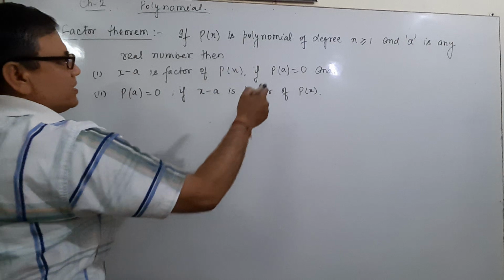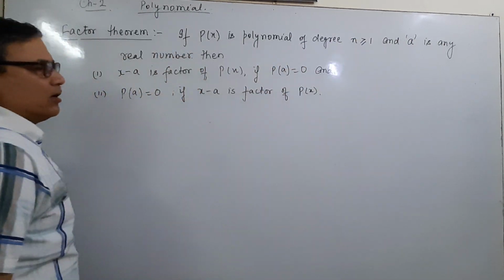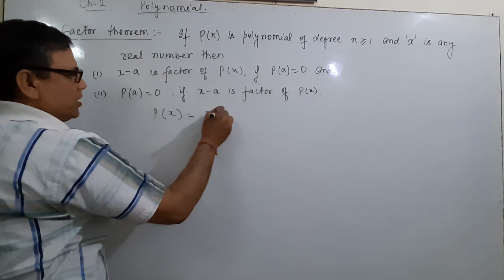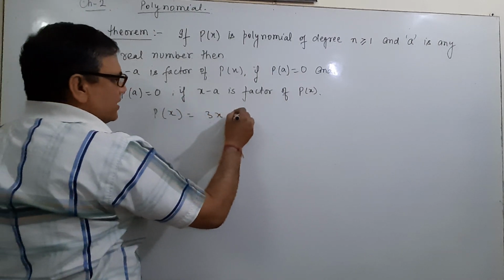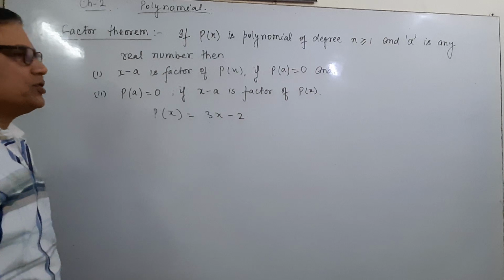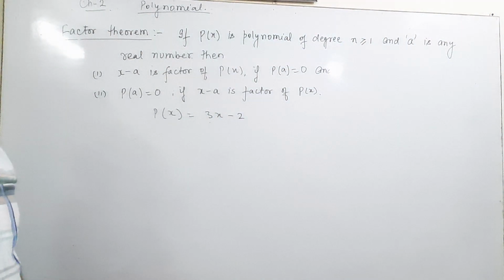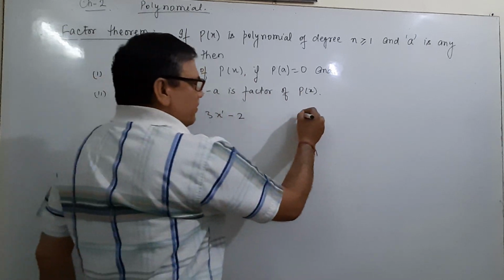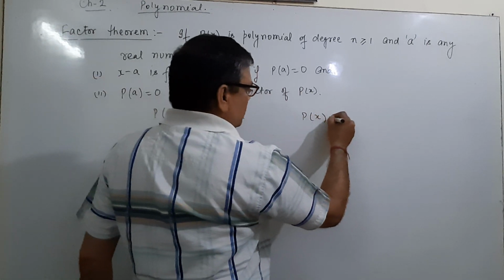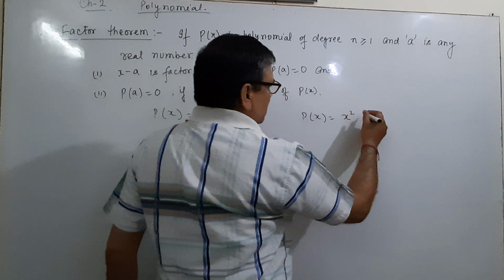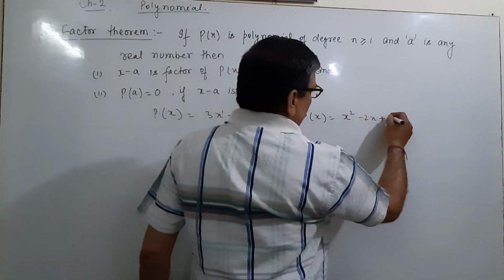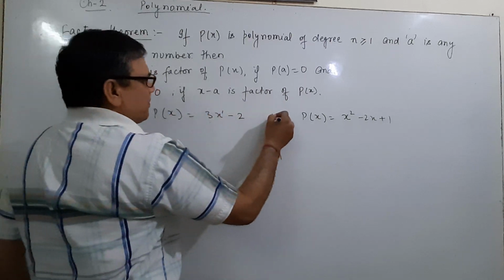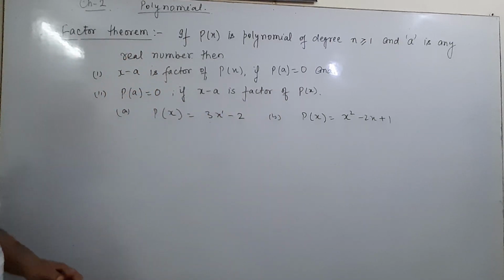P(x) is a polynomial of degree greater than or equal to 1. We are assuming P(x) = 3x - 2. This is degree 1 or greater than 1, but here it is degree 1. We are taking example 1, and one more example, P(x) = x² - 2x + 1. This is the A part and this is the B part. I am taking two examples.